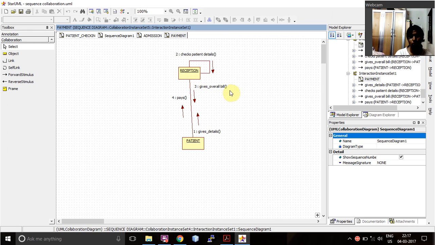After that, he gives the overall bill, and then the patient pays based on his desired way, that is, it might be card or cash. So that's all for my experiment.